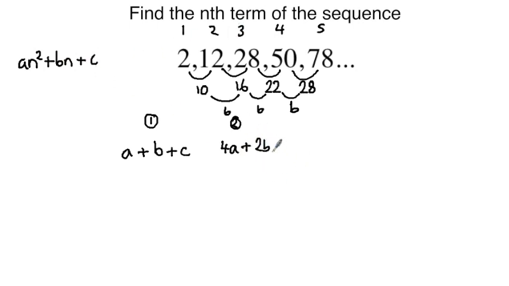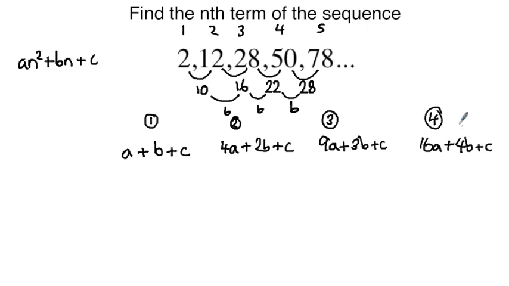plus c. And term number 3 will be 3 squared, which is 9, so we're going to have 9a plus 3b plus c, and I'll do one more. So 4 will be 4 squared, 16a plus 4b plus c. Now, we can show why that second difference is important and how we know that that's a quadratic.